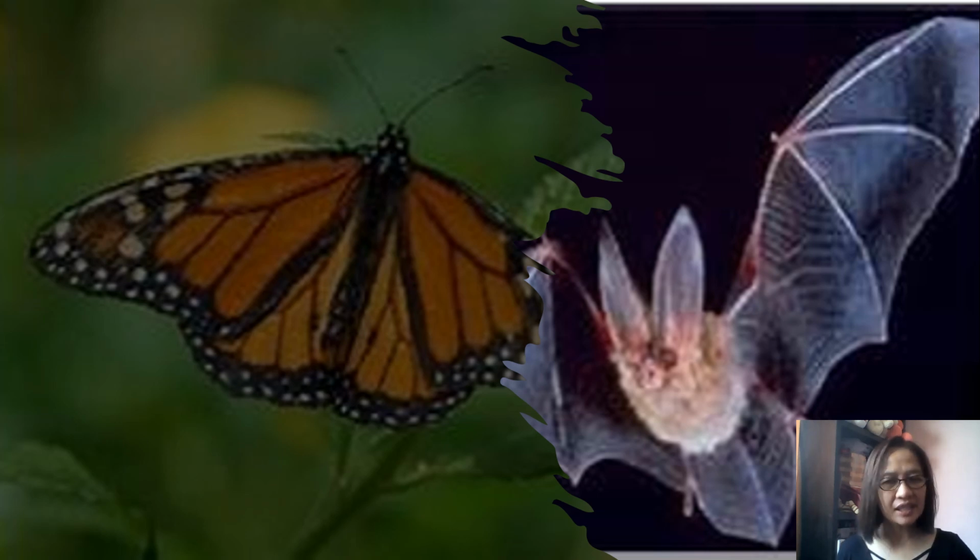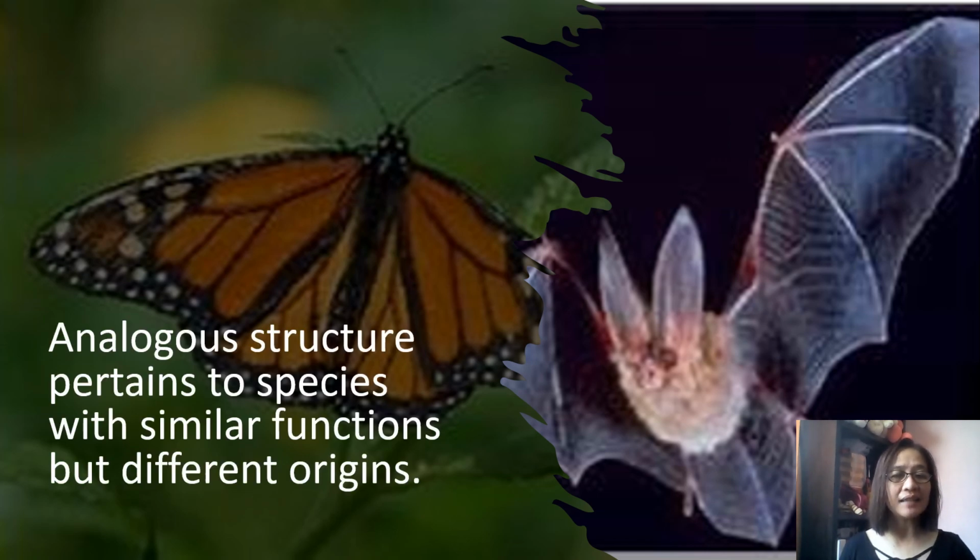The first thing it will come into our mind is parehas silang lumilipad. Pero ang paru-paro ba, mayroong buto? Diba wala? So this is an example of analogous structure. Pertains to species with similar functions but different origins.